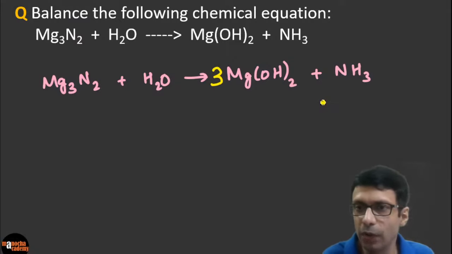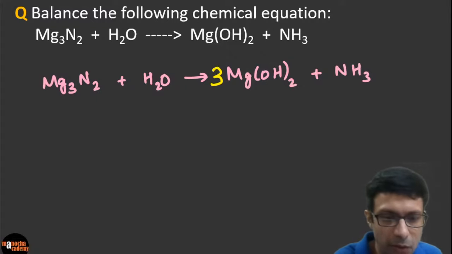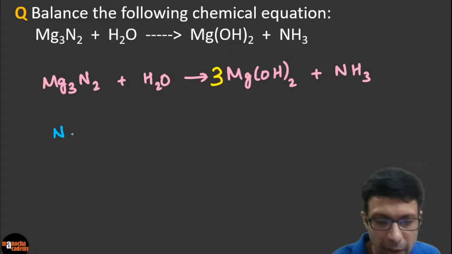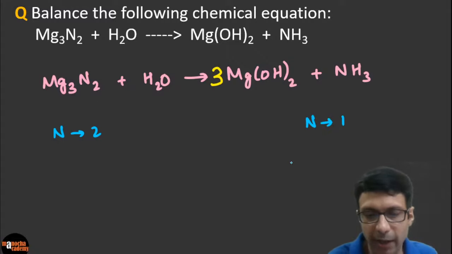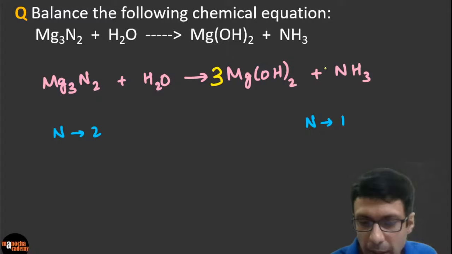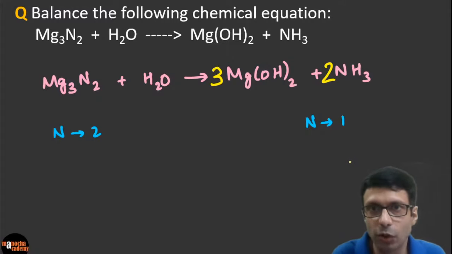And how many nitrogen do we have on the right? Can you see? 1. Okay. So if you just write that down roughly for you. So nitrogen is 2 on the left here. Can you see? And nitrogen is only 1 on the right. So to balance it, we'll need to multiply by 2 here. Okay. So hopefully that should balance our nitrogen also.